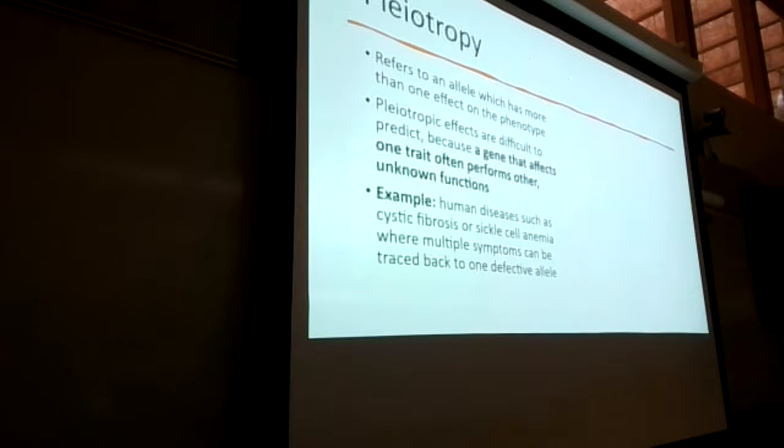All right. Pleiotropy. I always have to look this word up because I'm like, what does that mean again? This is where we have one allele that has more than one phenotypic effect. So one gene is controlling more than one trait.